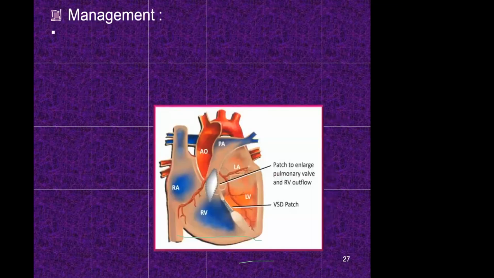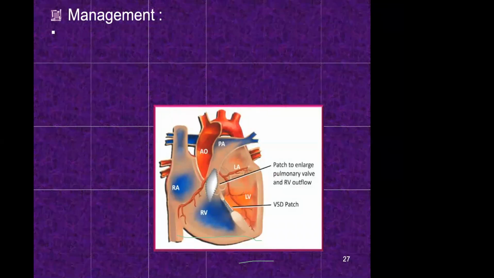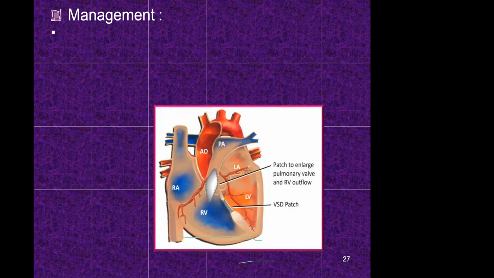So regarding the management, what can be done? It's always advisable to wait at least till 6 to 18 months till when surgical repair can be done. And as I had said, it involves closure of VSD with a tangential patch to correct the overriding, and also the pulmonary stenosis is relieved with a patch.